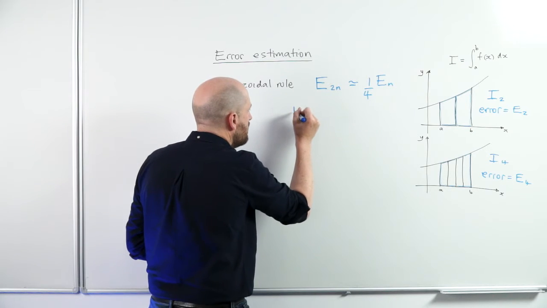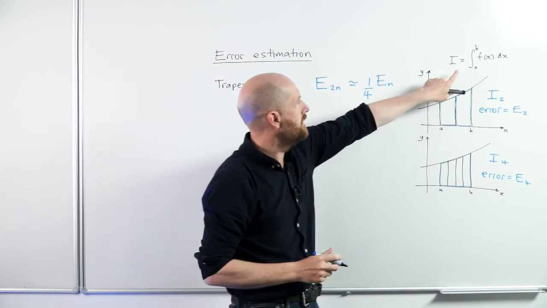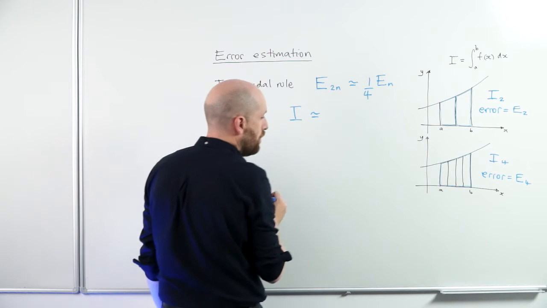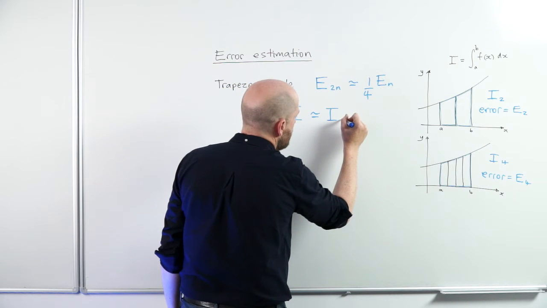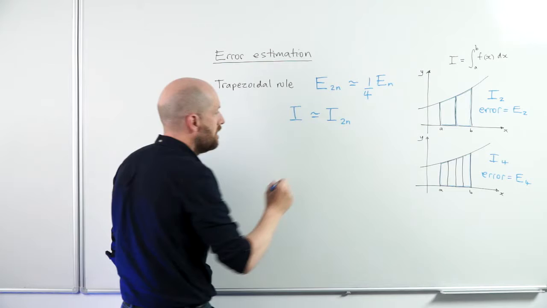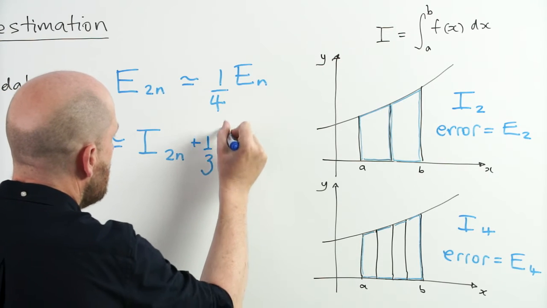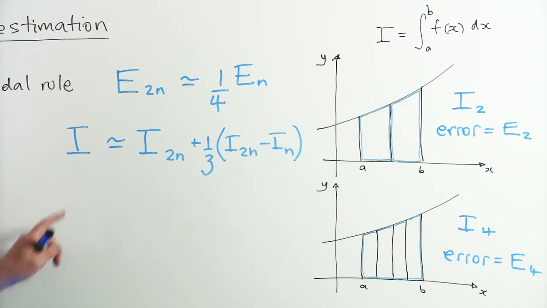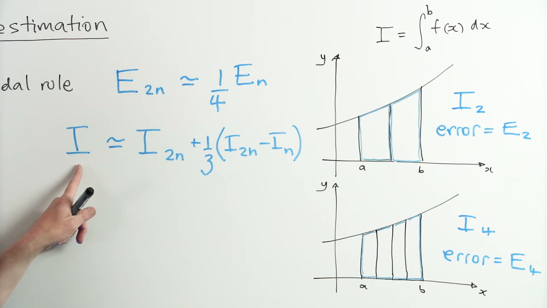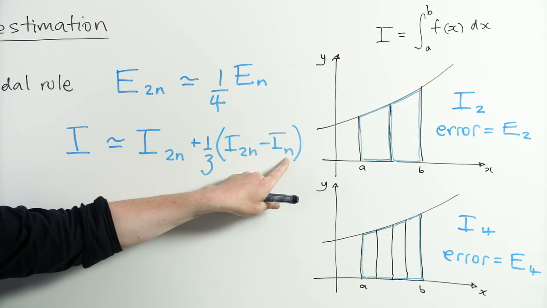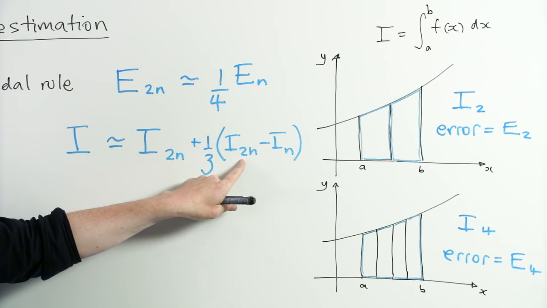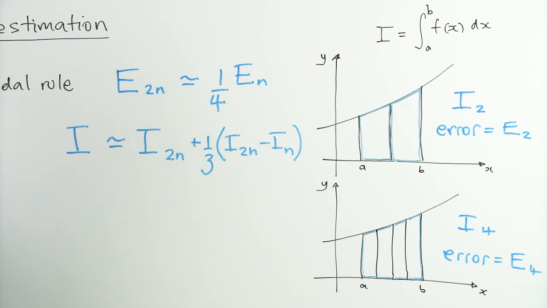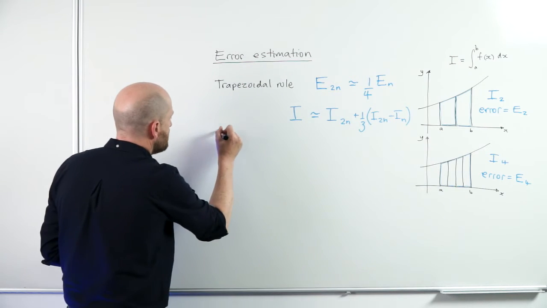And in fact, the actual integral, the real integral, if we could work this out analytically, can also be approximated. This is approximately the integral using 2n strips plus a third of the difference between 2n and n. So for a really good approximation for our actual integral, I work out the integral using n strips. I work out using 2n strips. I take this difference, take a third, and add that onto the integral using 2n strips. We can do exactly the same for Simpson's rule.